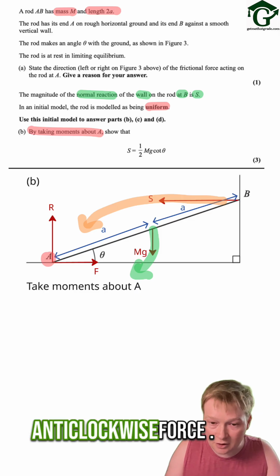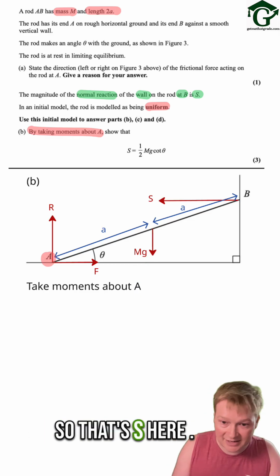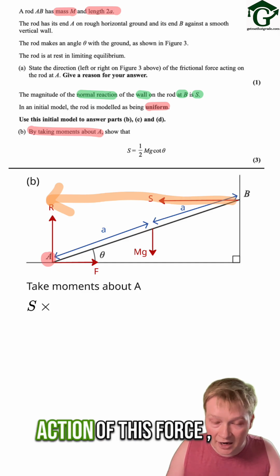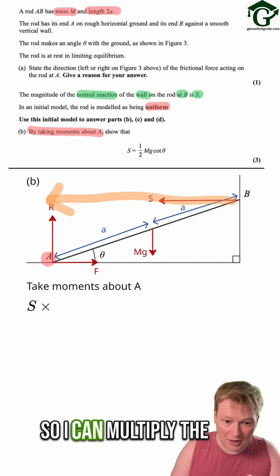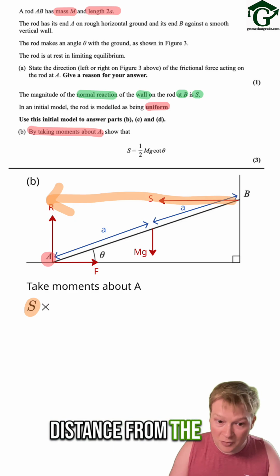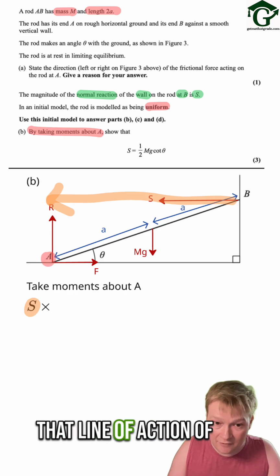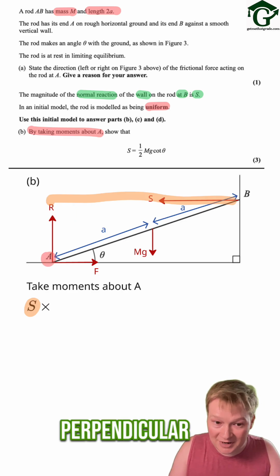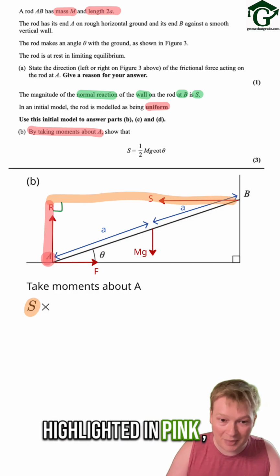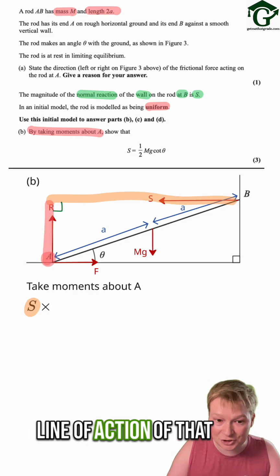Let's start with the anti-clockwise force. So that's S here. Notice that S is acting in this direction. That's the line of action of this force, that line there. So I can multiply the force by the perpendicular distance from the pivot point, from A, to that line of action of the force. Where is that perpendicular distance? Well, it's here. Notice that this highlighted in pink would be perpendicular to the line of action of that force.